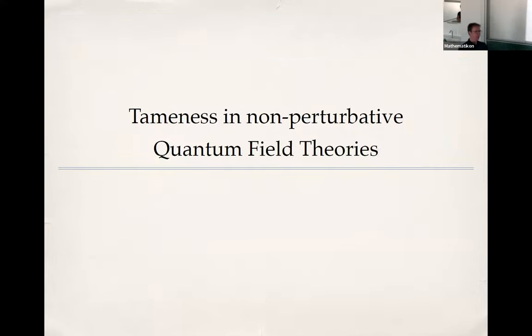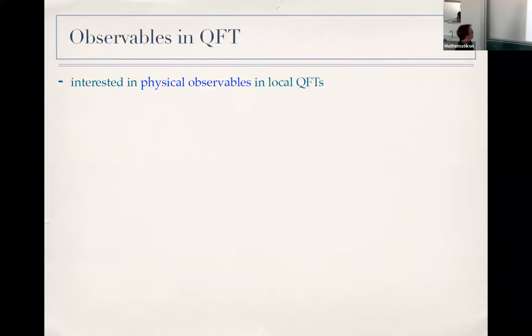Okay. Now we can come to Albrecht's question. So we know this is just an asymptotic series. We know that if I sum them all up, I get an infinity. This is not an analytic expansion, but it's some trans-series. So what about tameness in a non-perturbative quantum field theory?